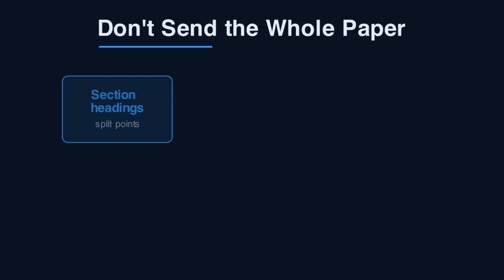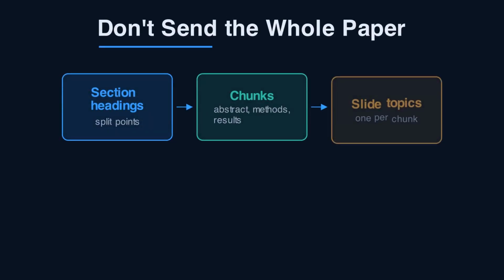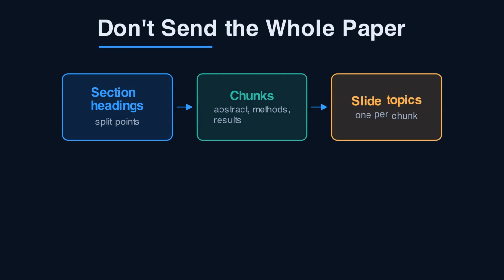Never send the entire paper in one prompt. Group content using the section heading roles. Split abstract, methods, and results into logical chunks. Map each section to a candidate slide topic. This keeps every Azure OpenAI call focused and cheap. It also cuts hallucination because context stays tight and relevant.